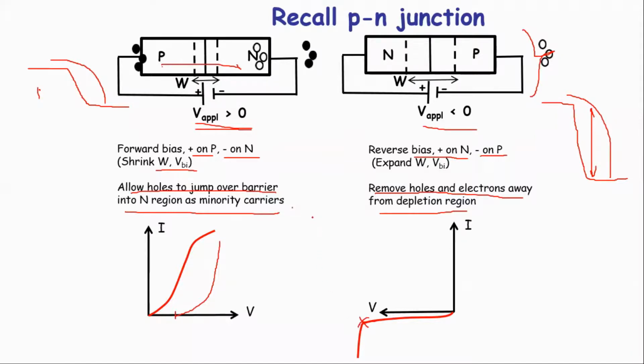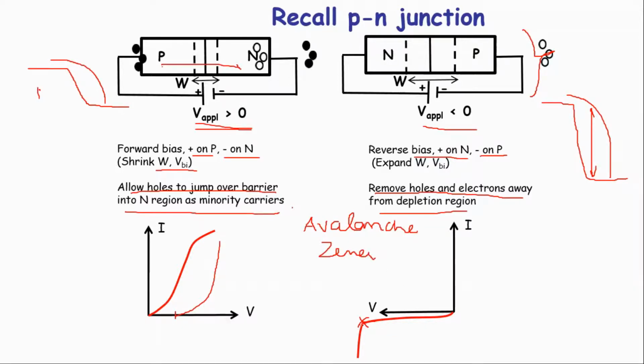I have already given this as an assignment. Two phenomena are there. One is avalanche breakdown. I request all of you to do this; I will ask you tomorrow. One is avalanche breakdown, another is Zener breakdown.